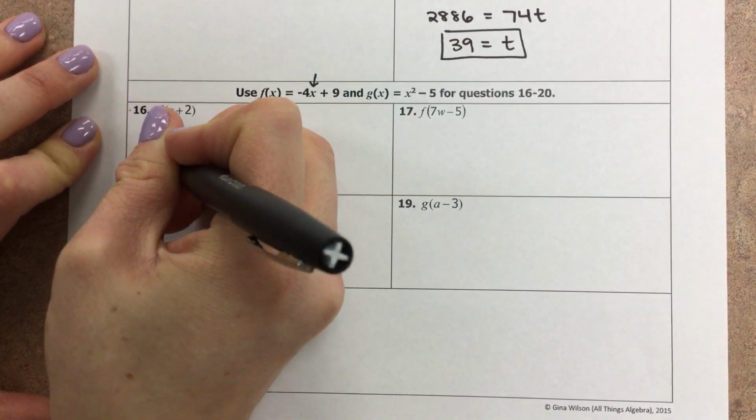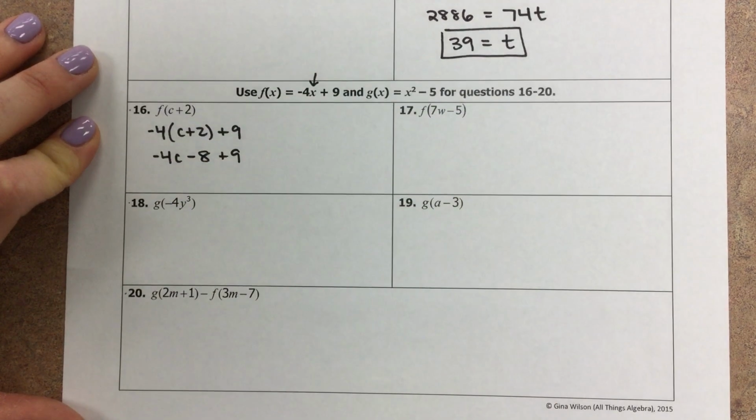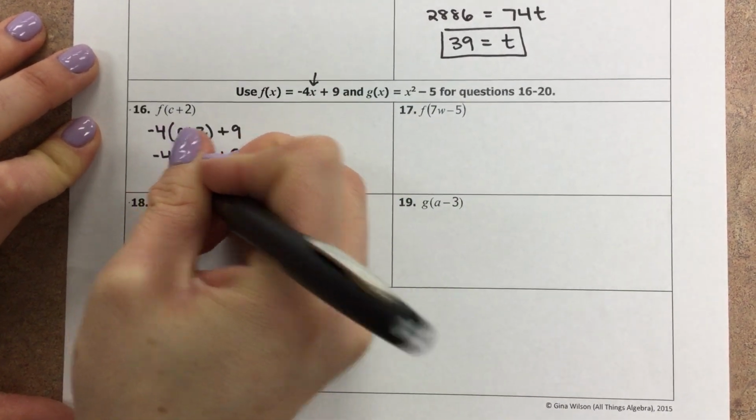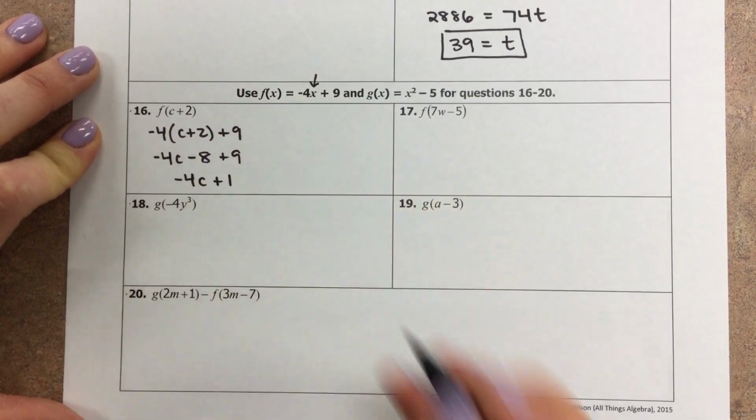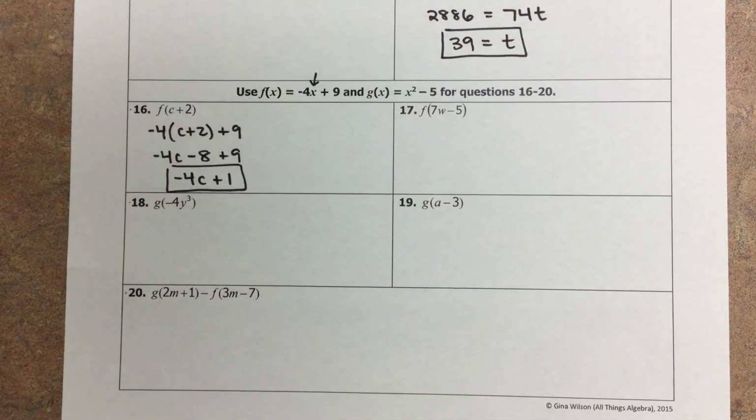So distribute the -4, like that, and then you still have plus 9, and then you just simplify it as much as you can. So combine like terms, and we get this. So for all of these, you should have an expression as your final answer.